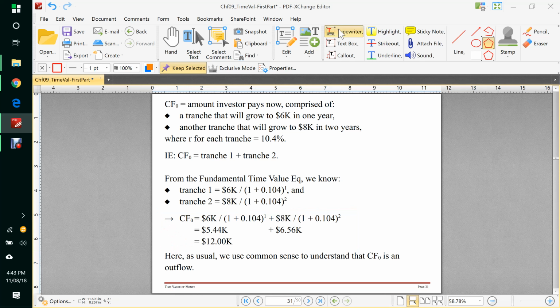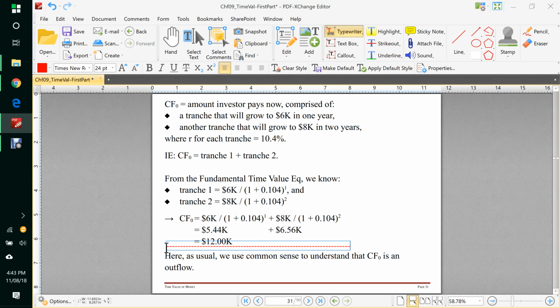And so much for that brilliant idea. I'm having a little bit of trouble drawing boxes here, but we won't worry about that. The final steps after plugging in show us that A is equal to 5.44 thousand, and B is equal to 6.56 thousand, and CF0 is equal to the sum of those, which adds up to 12,000.